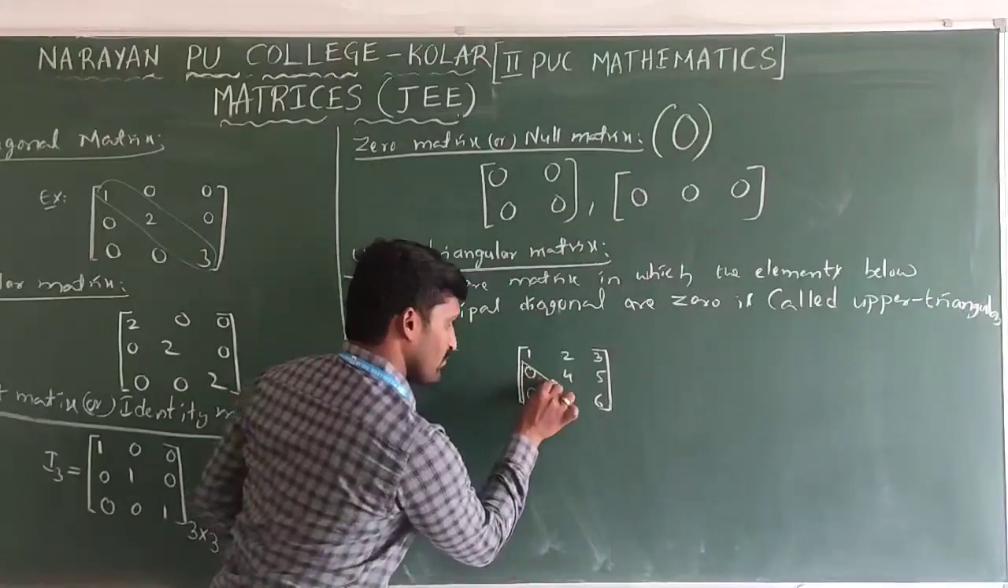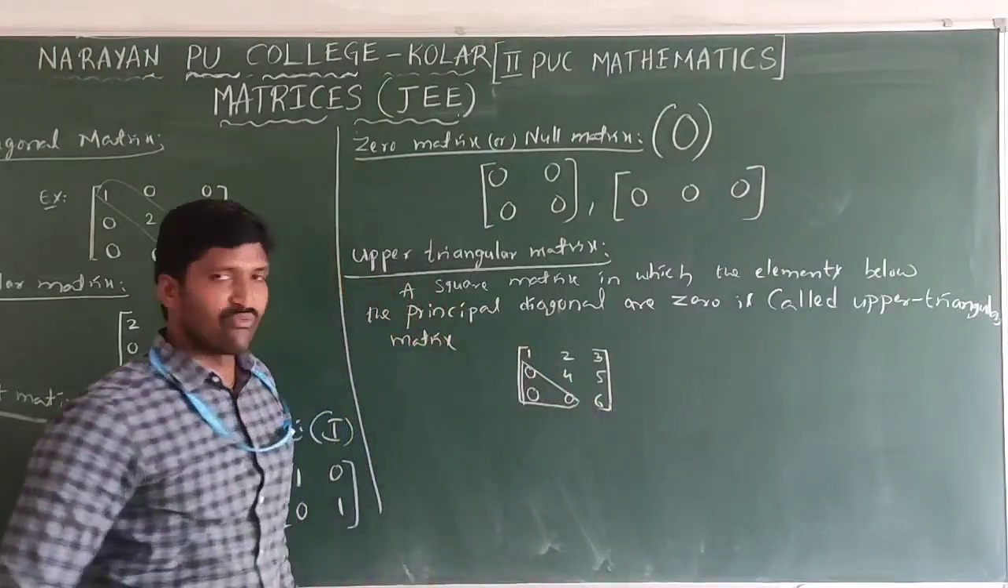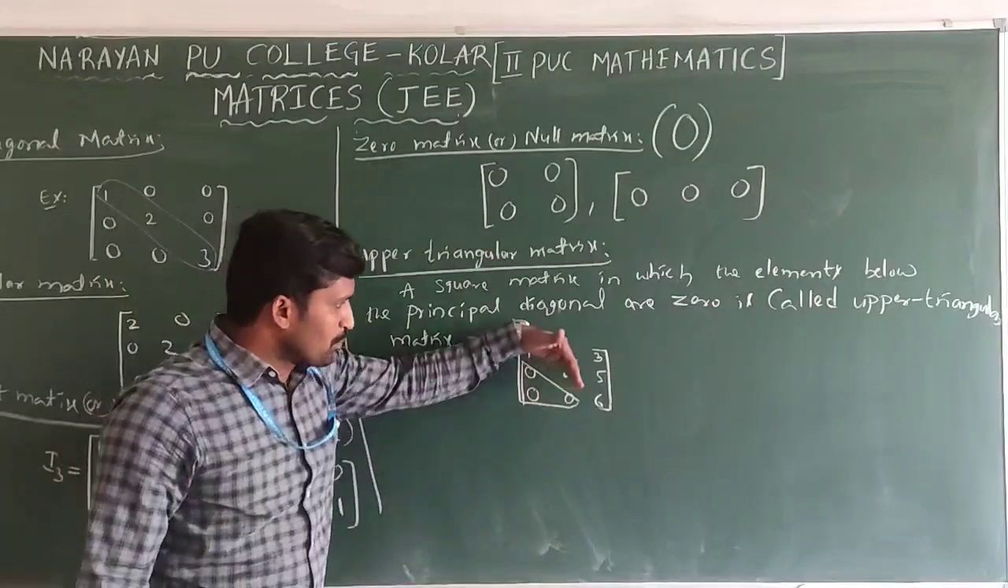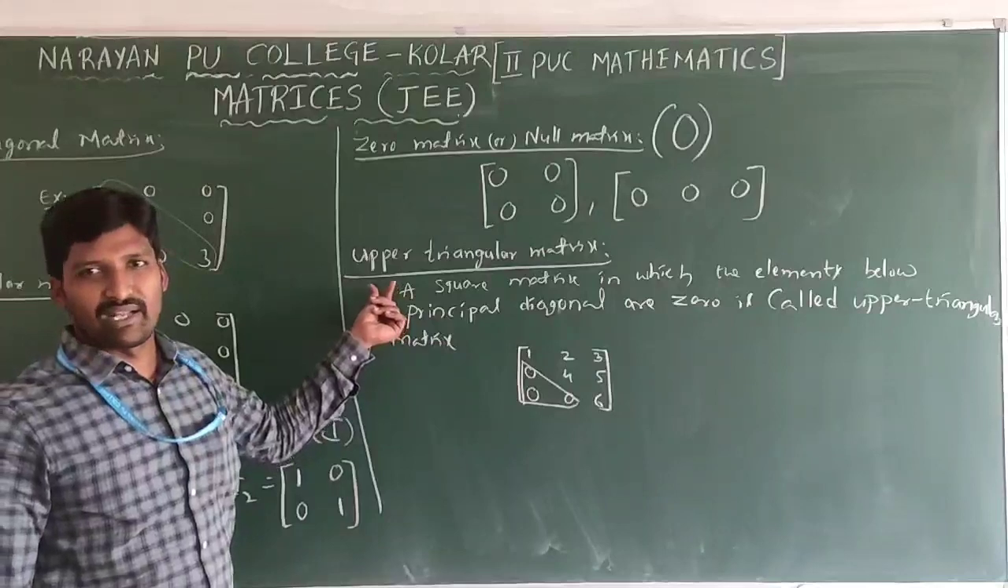Clearly, this is the principal diagonal: 1, 4, 5, 1, 4, 6. Below the principal diagonal, elements are 0. That is called an upper triangular matrix.